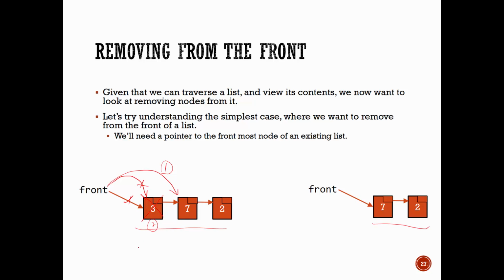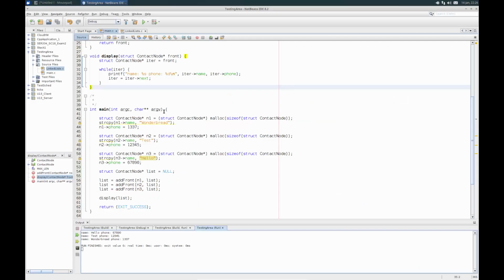So this is the plan. We're going to write a little bit of code to update front to ignore the first node, and then also write code to free the memory behind that first node. In the end, we'll get this picture over here. All right, so that's the plan. Let's jump to NetBeans and try writing a function to remove from the front of a list.